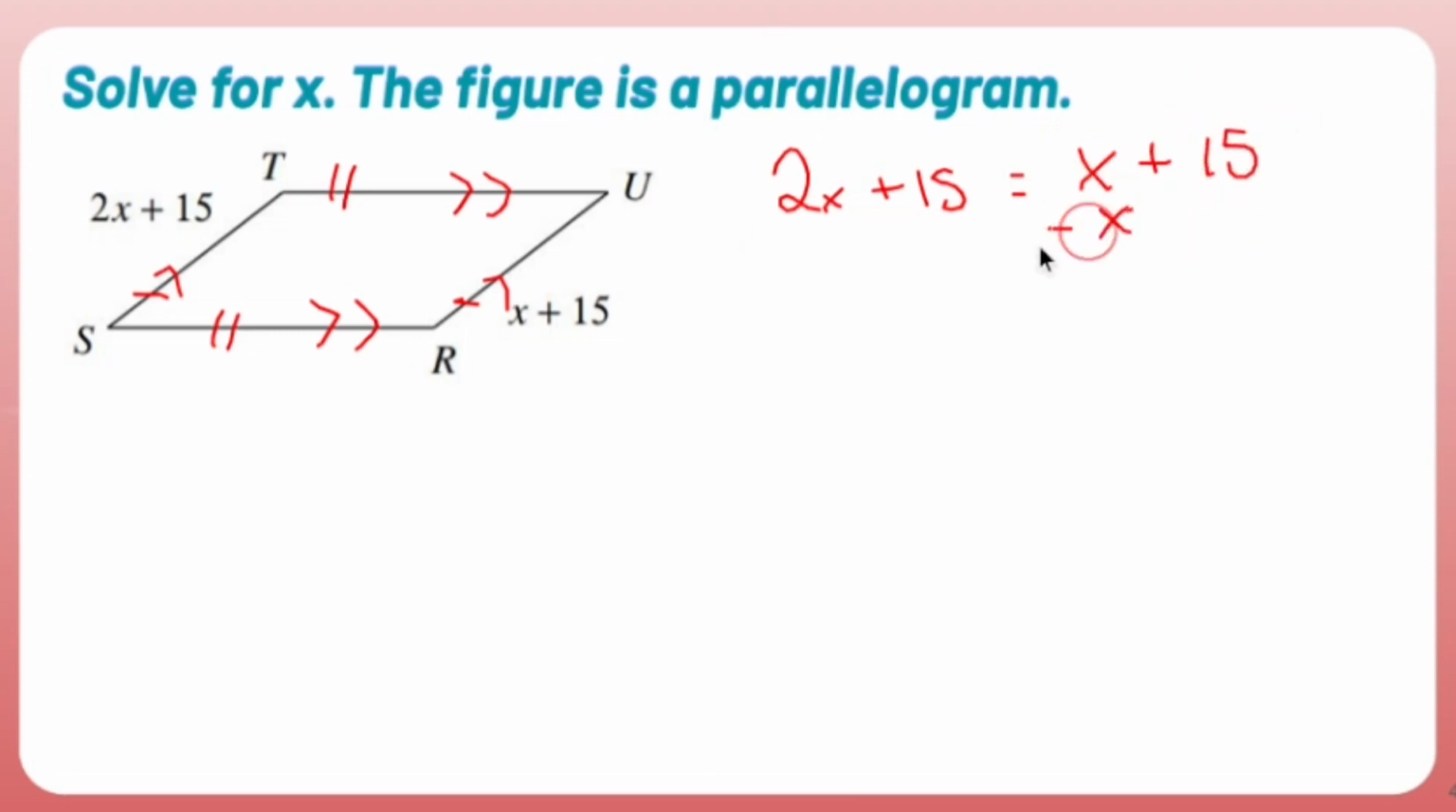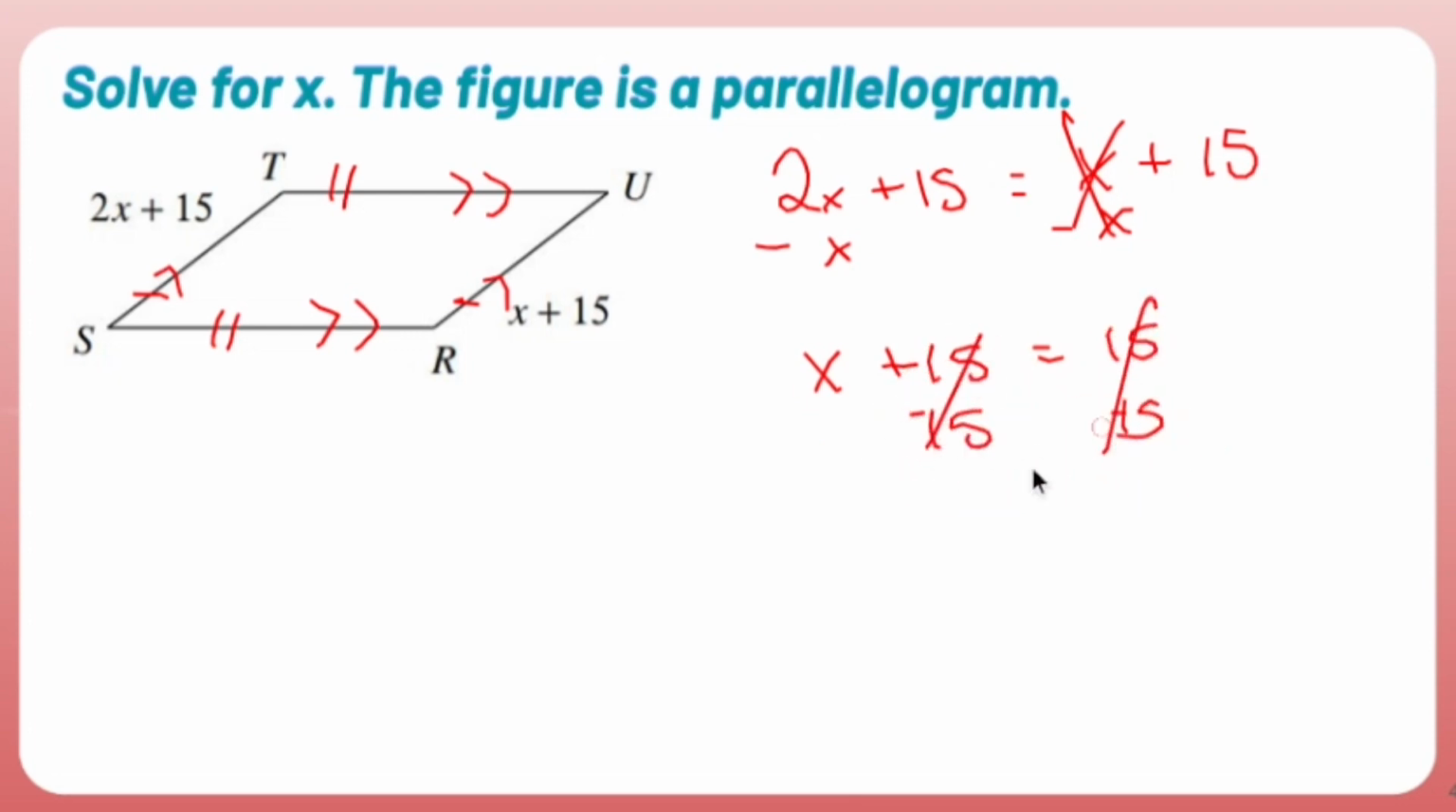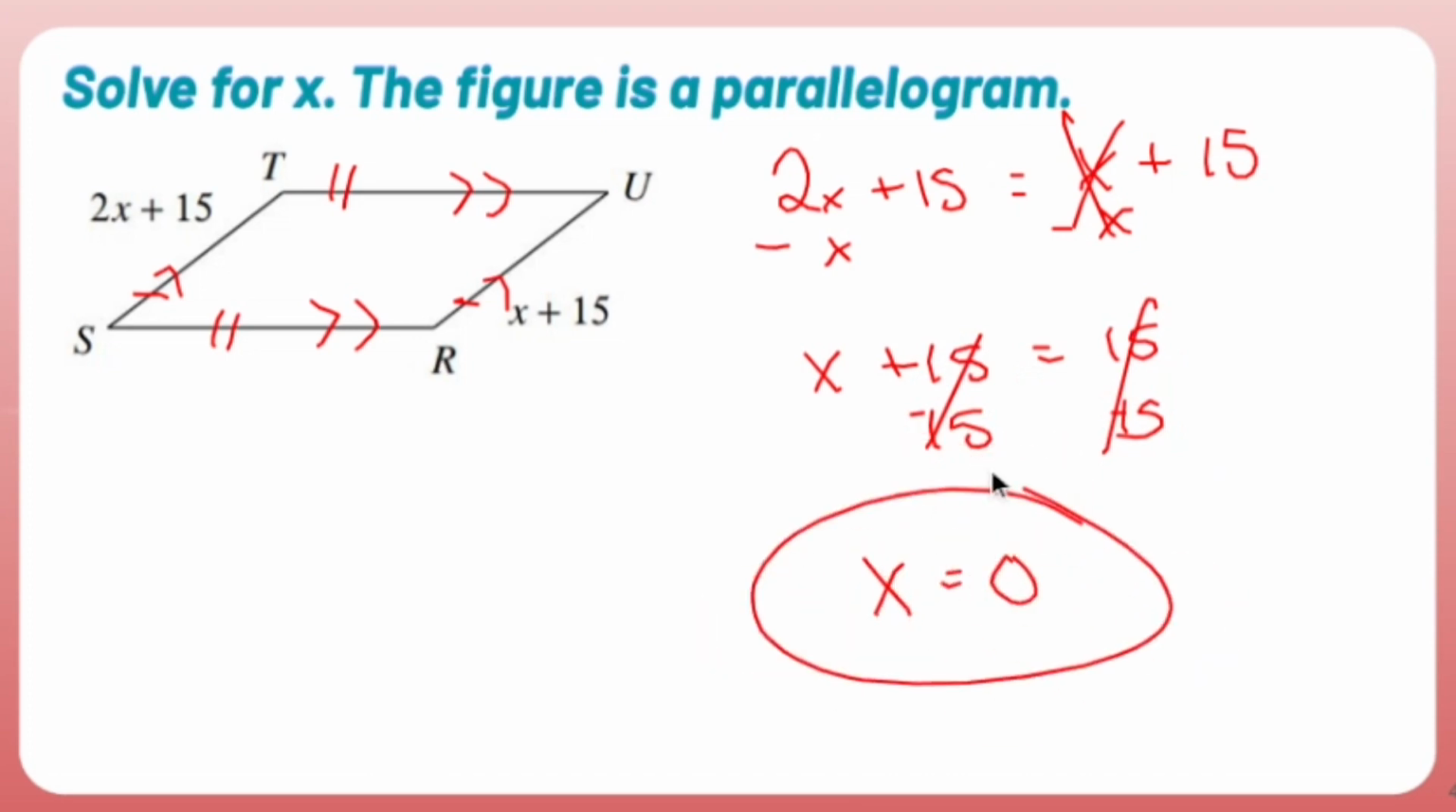Subtract x from both sides because we have x on both sides of the equal sign. 2x minus 1x is just an x. X plus 15 equals 15. Subtract 15, subtract 15. You cancel out, and coincidentally, so do you. So x equals 0. And you might be thinking, no, that can't be right.